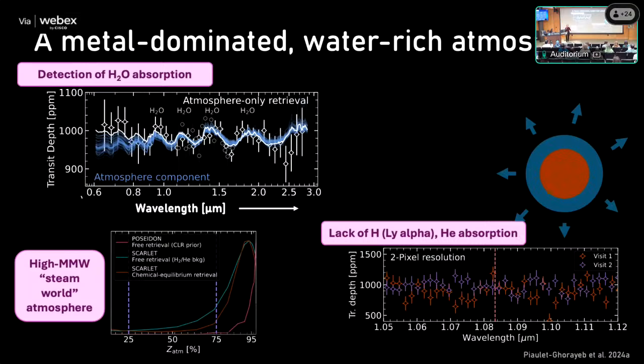And the other thing that also kind of builds into this picture of a metal-rich atmosphere is that there were searches for Lyman alpha absorption, helium absorption from the ground and from space, and there was no evidence of absorption to speak of, while hydrogen-rich atmospheres would be extremely unstable because of the low density of this planet.